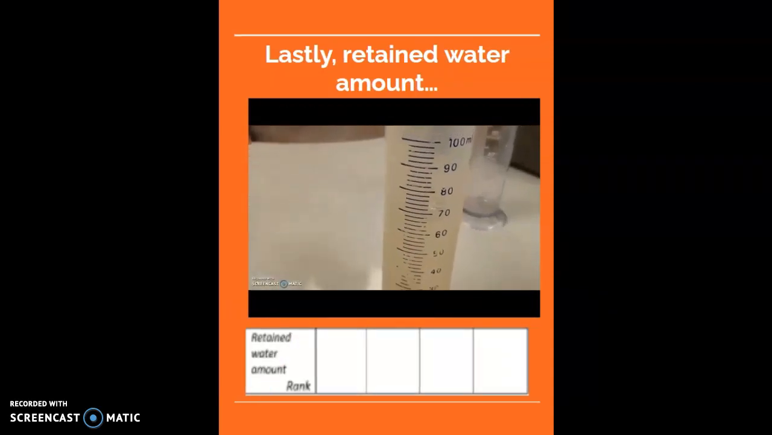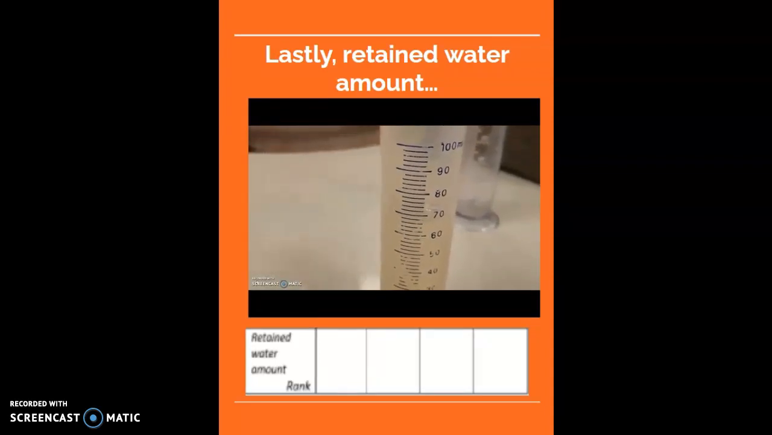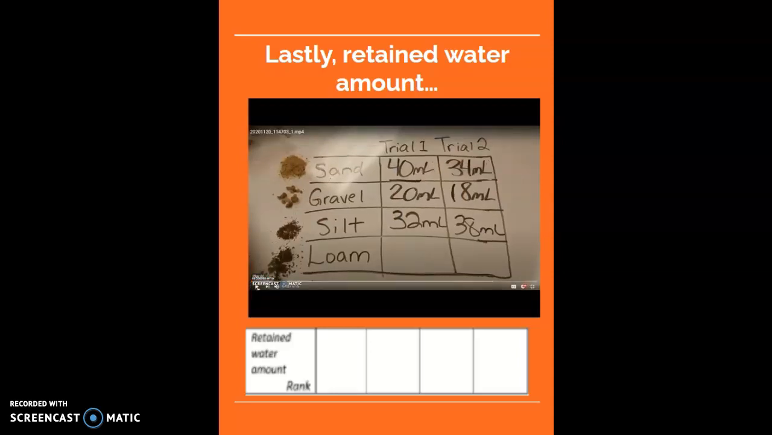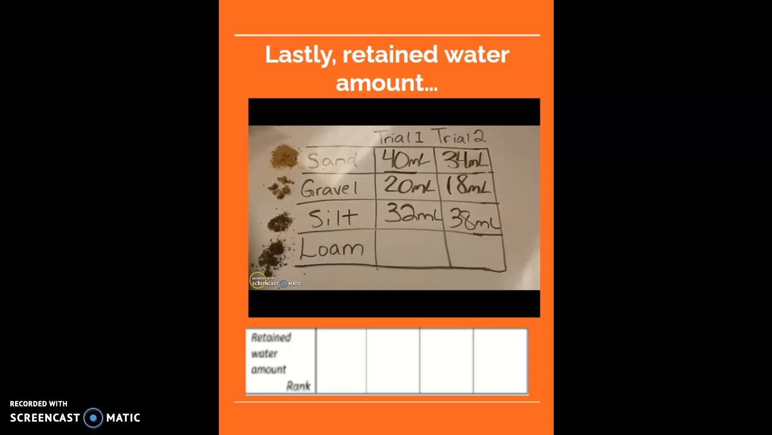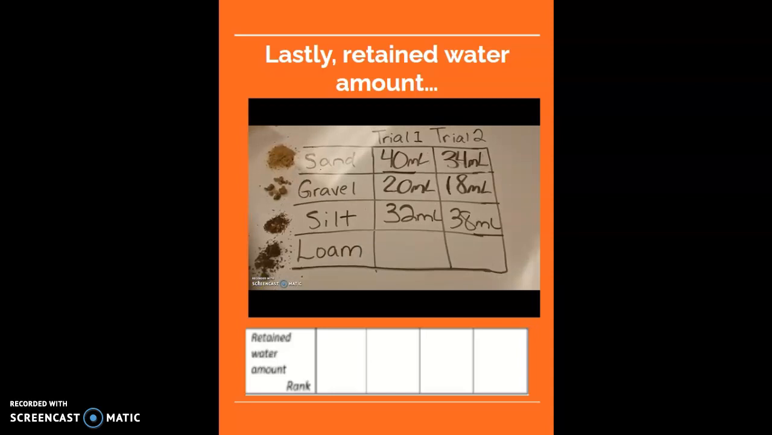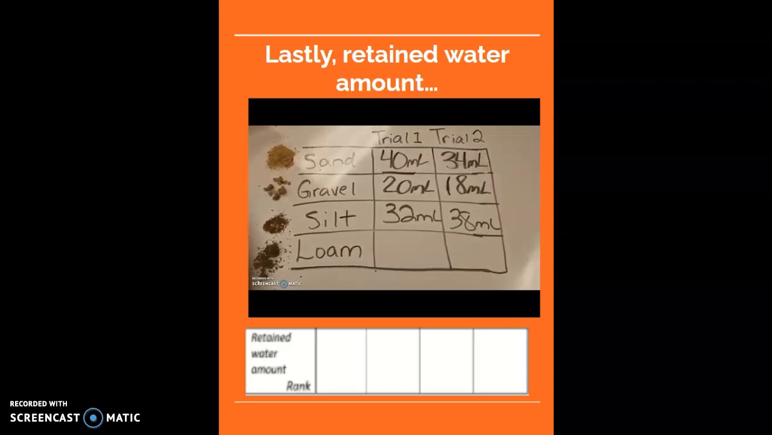So we measured the silt doing the same process, and we were using the timer on every sample that we did. So for the silt, there was 32 milliliters of water that was retained in the first graduated cylinder and 38 milliliters in the second graduated cylinder. So the last sample we're testing is the loam.